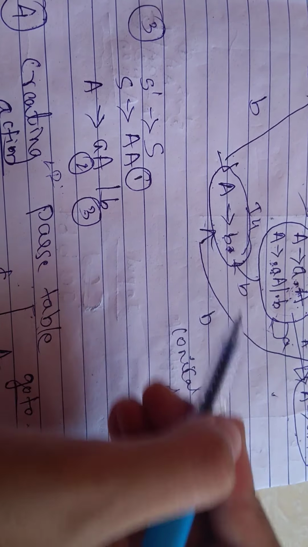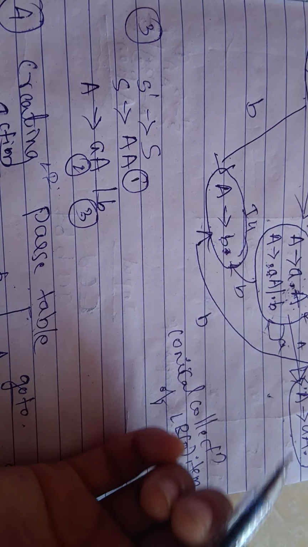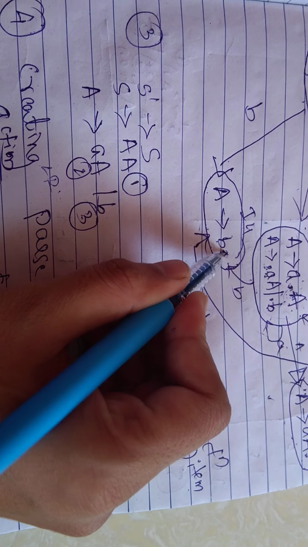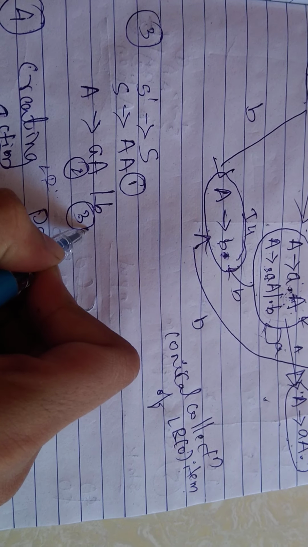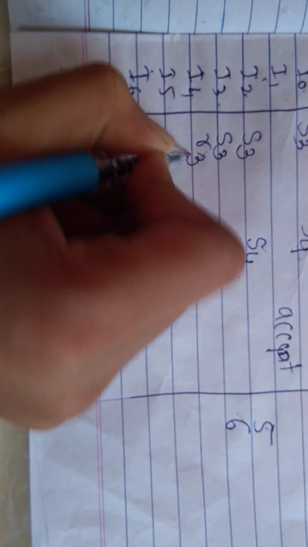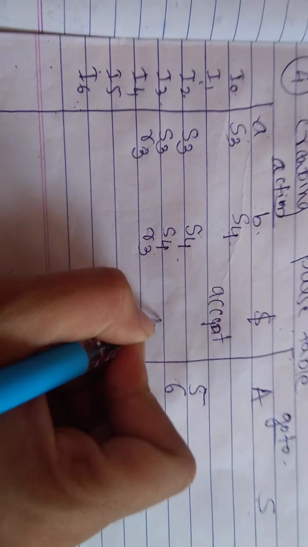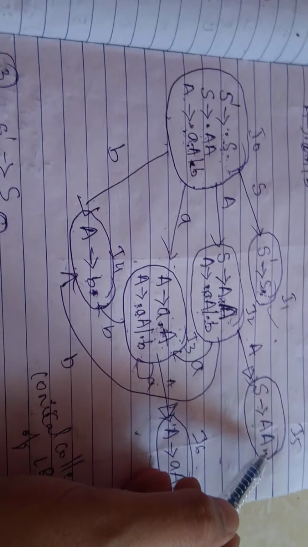Am I having any I4 on capital A or I4 on small b? No, because it already ended. So what is the number of this production? That is 3. So I will write it as reduce 3. Everywhere I will write R3. In the same way I need to go to the I5 state. Again what happens here?